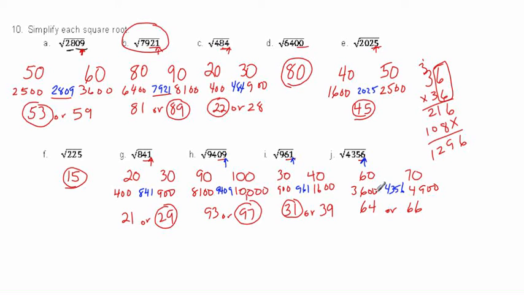4356, if I were to subtract here, would leave us 756 here. But if I were to subtract here, that would leave us 544. So it's a little bit closer to the 4900, which means it has to be closer to the 70, which means 66 is our answer.